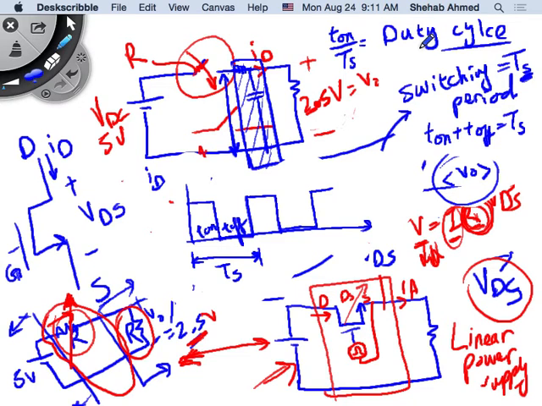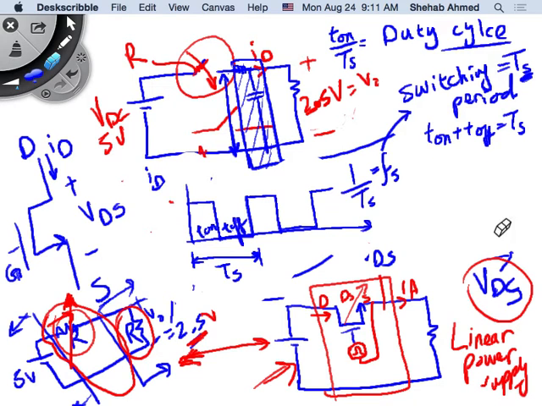Let's talk about something else that's interesting, and then we will wrap up. What's the inverse of TS, 1 over TS? 1 over the period is frequency, and we typically call that the switching frequency. Fs we call switching frequency.